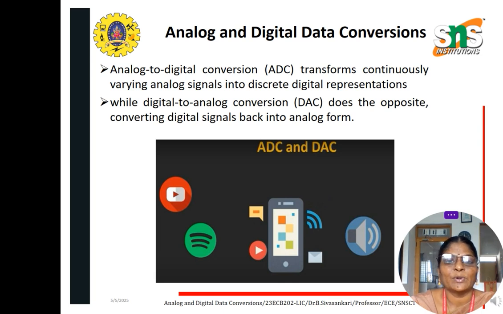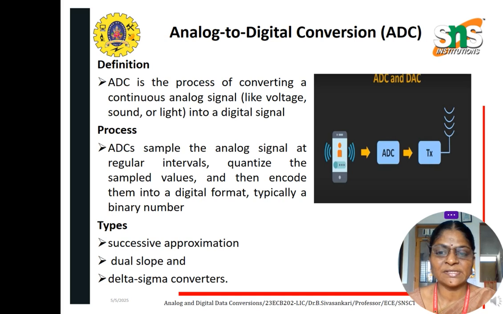First, let us discuss analog to digital conversion. Analog is a continuous form, and digital is a discrete form. These are the two concepts used in analog and digital conversions. So ADC takes a continuous form and DAC a discrete form. ADC is the process of converting a continuous analog signal like voltage, sound or light into a digital signal.